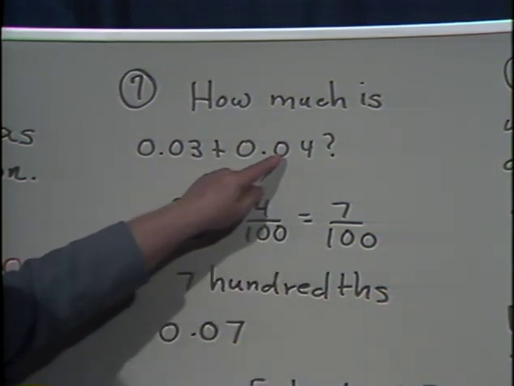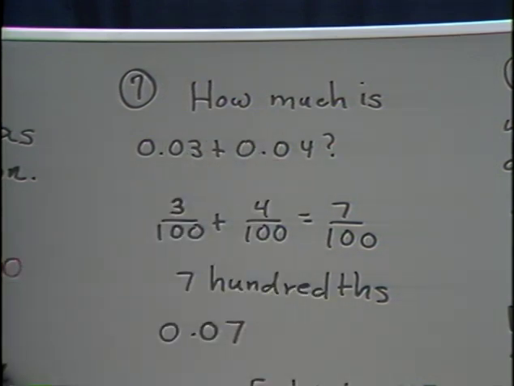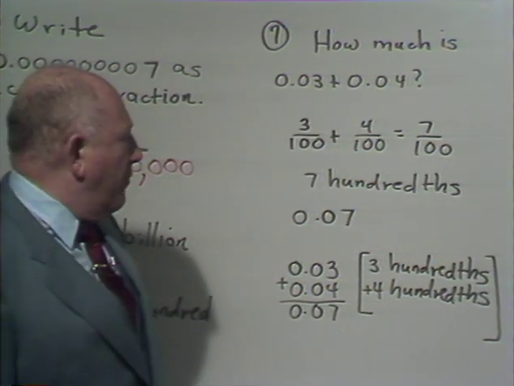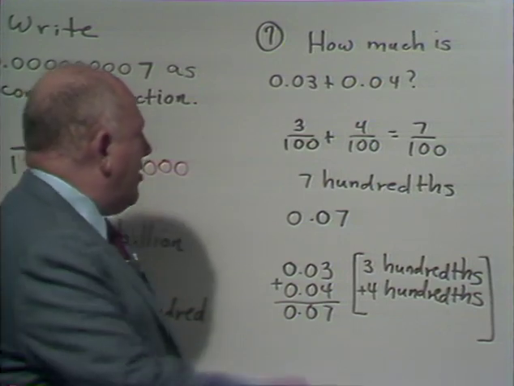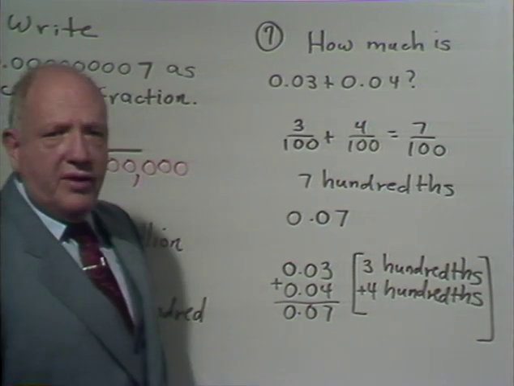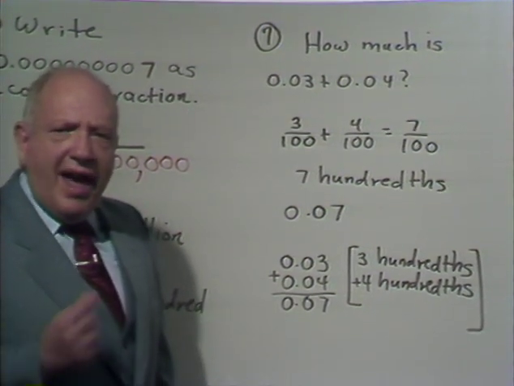See the shortcut? The 4, and the denominator is what? Since there are 2 digits to the right of the decimal point, it's a 1 followed by 2 zeros. So now I've written this in terms of common fractions. What's 3/100ths plus 4/100ths? It's 7/100ths. And how do you write 7/100ths as a decimal?